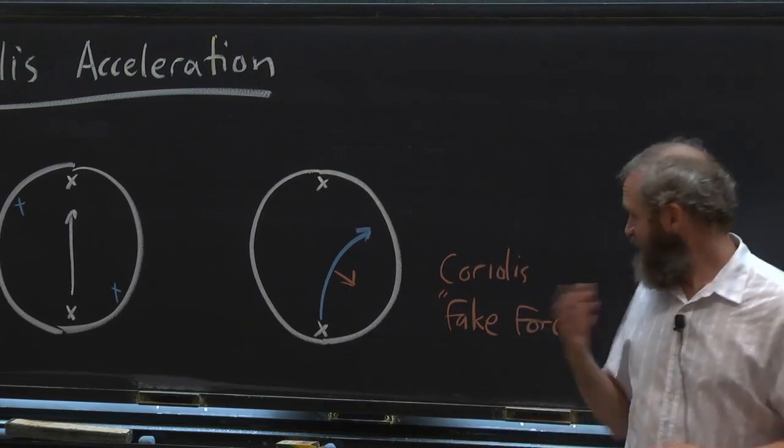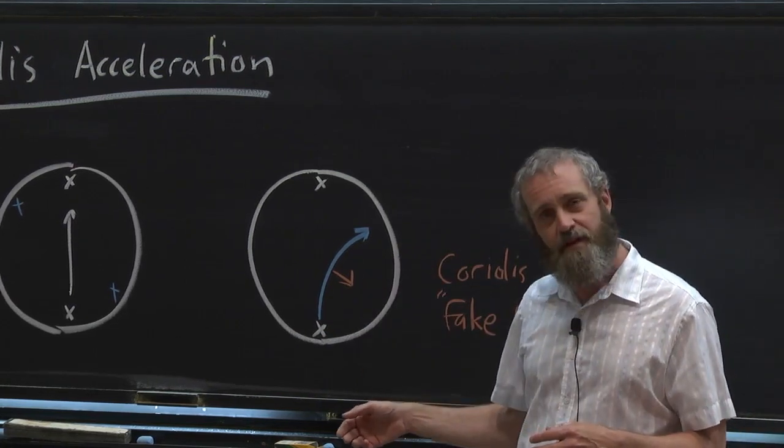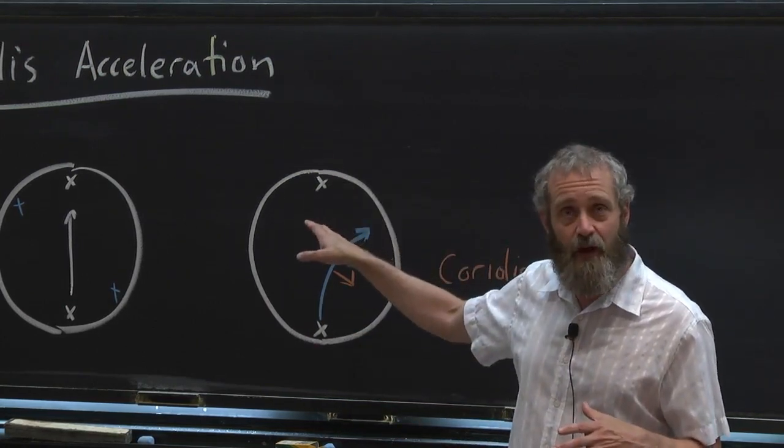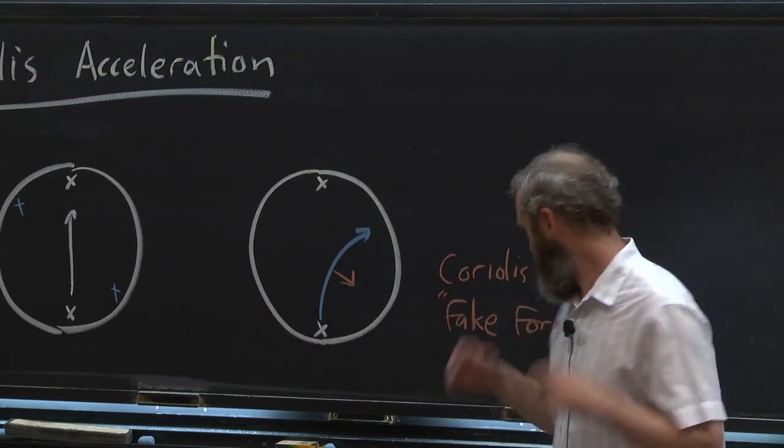So it's easy to understand the Coriolis acceleration on a merry-go-round because everything is spinning at the same rate on the merry-go-round. But we're on a planet, which is a little more complicated.